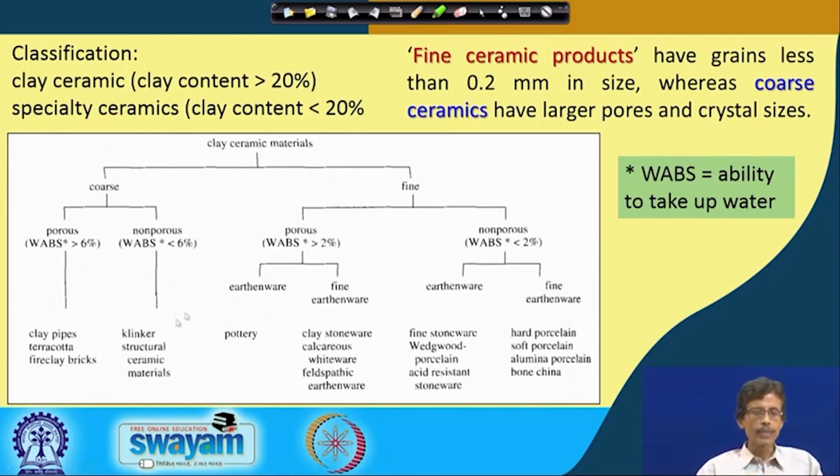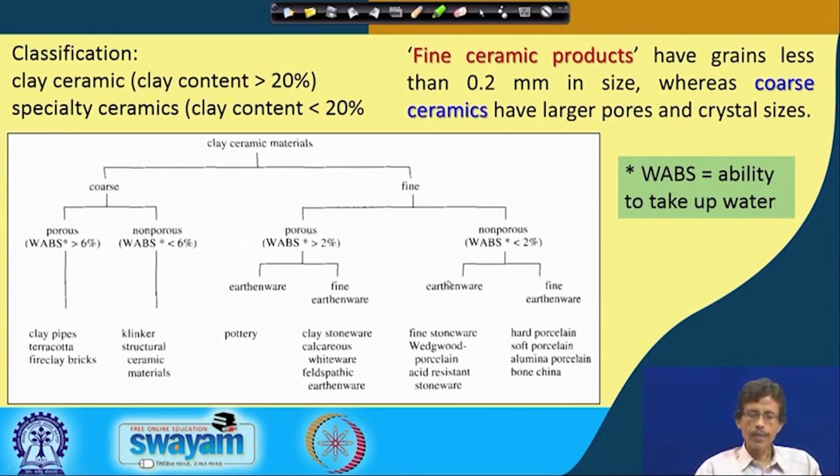Then lastly, with this clay ceramic material we can have the fine earthenware material of non-porous type, where your water absorbing ability is less than 2%. Because in the case of the quartz type the threshold is 6, below 6 and above 6, and in the fine category it is above 2 and below 2. So, that is the only difference, with the parameter of WABS. The WABS parameter will tell you all these classifications of the clay ceramic material.